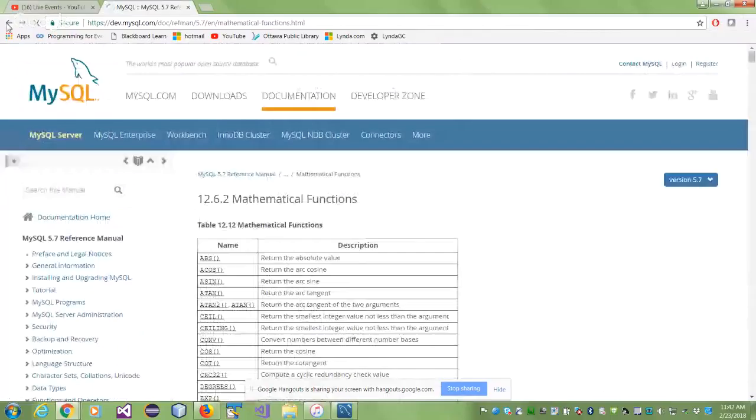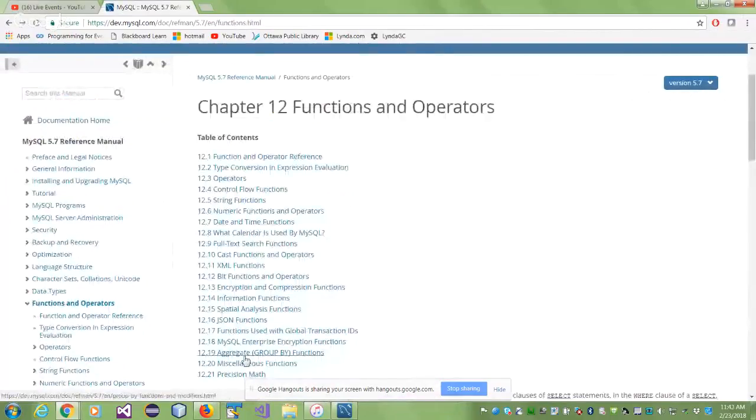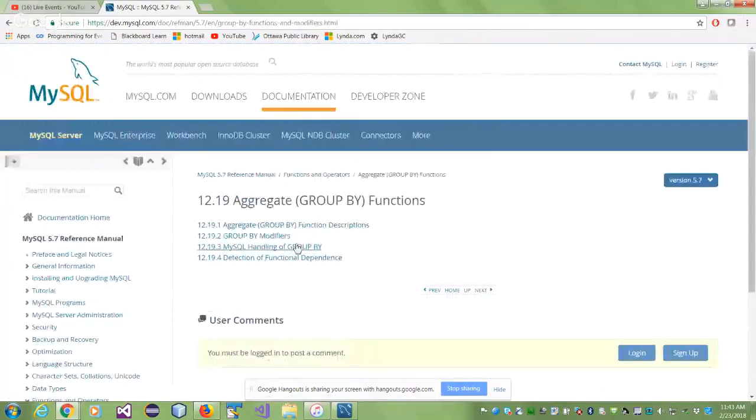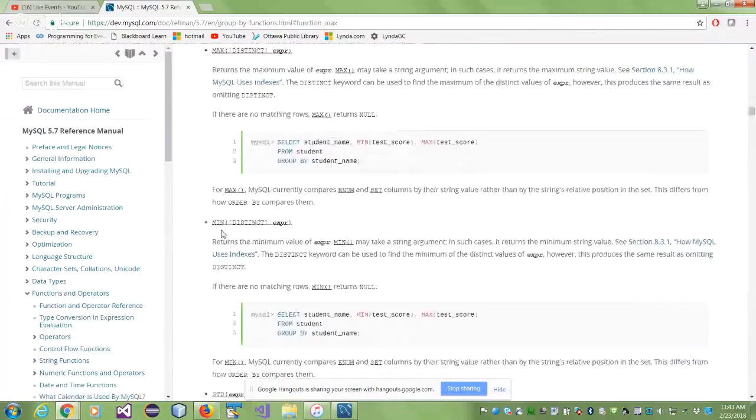You just have to pick them up, that's all. Functions used, precision math, miscellaneous, aggregate, there they are. Right, so aggregate group by function descriptions. And there it is, max and min. Okay, so you can always go and find out what the function does. So you can click on it, for example. And here it is, oh, distinct is also used. We'll talk about distinct also. So here it is saying, select the name, minimum, and it says expression, returns the maximum value of expression, may take a string argument. In such cases, it returns the maximum string value.